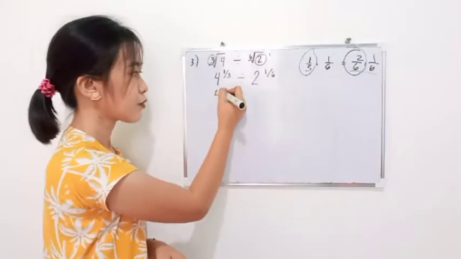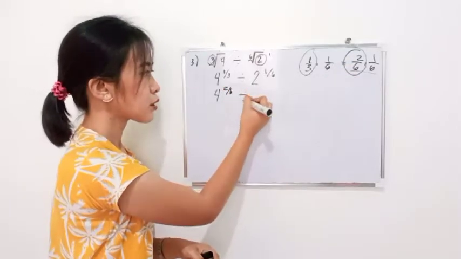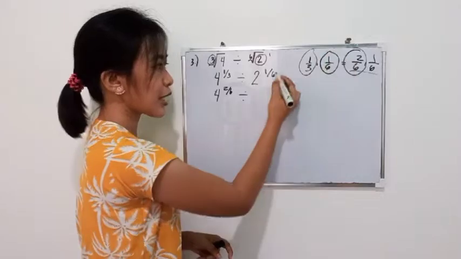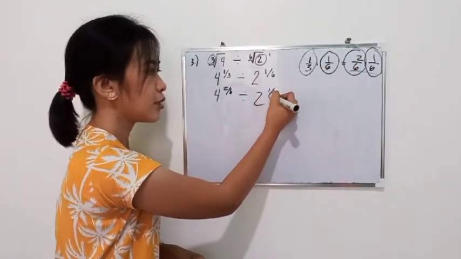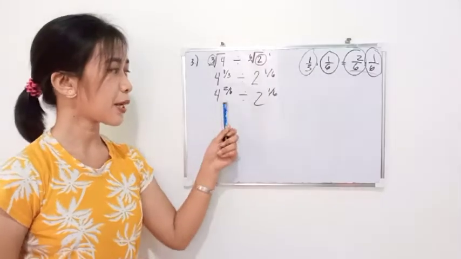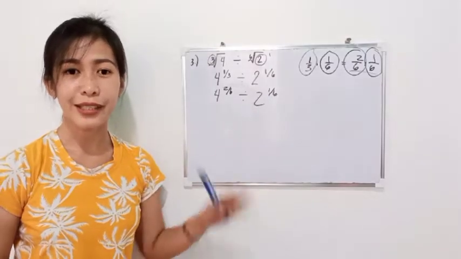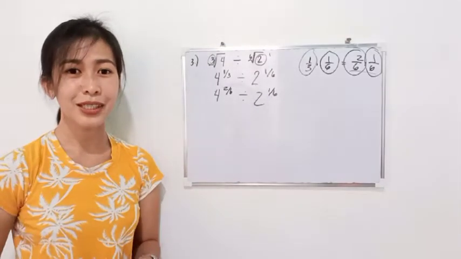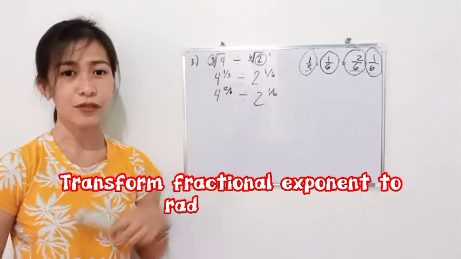Kukunin lang natin yan. 4 raised to 2 over 6 divided by, itong 1 over 6 ay dito. And yun yung kapartner niya. 2, 1 over 6. Alright? And then right after that, na maparehas nyo na yung denominator ng dalawang fraction nating exponent, ang gagawin naman natin dyan is to transform again this exponential form to radical form.